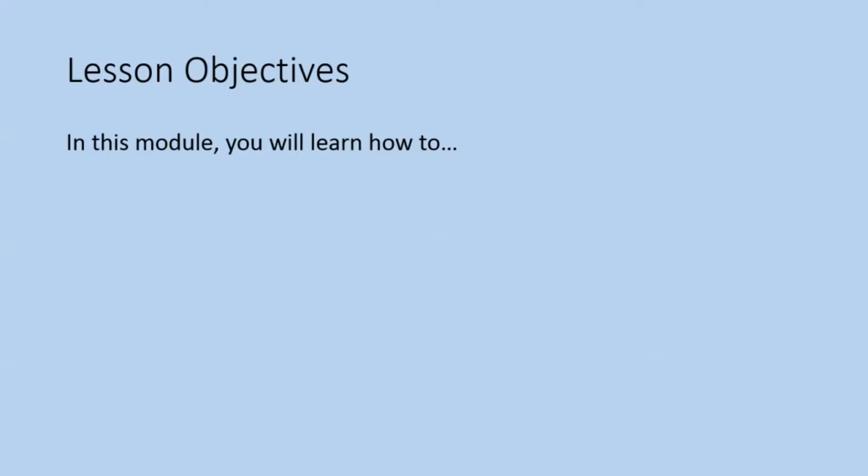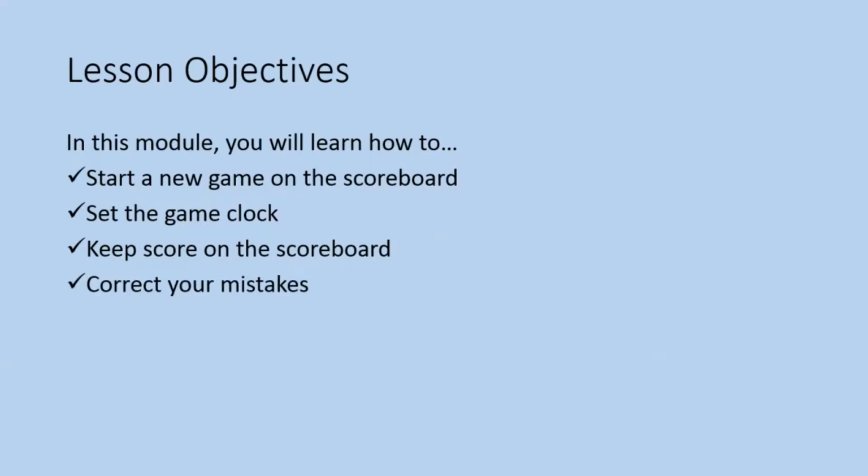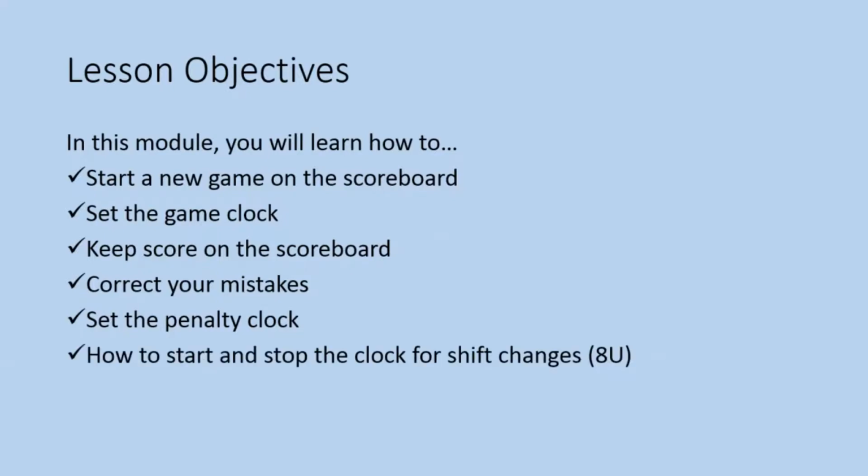In this module, this is what you're going to learn about. You'll learn how to start a new game on the scoreboard, set the game clock, keep score on the scoreboard, correct your mistakes, set the penalty clock, and how to start and stop the clock for shift changes, which only occurs for 8U.